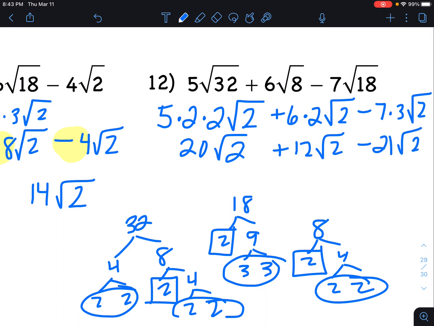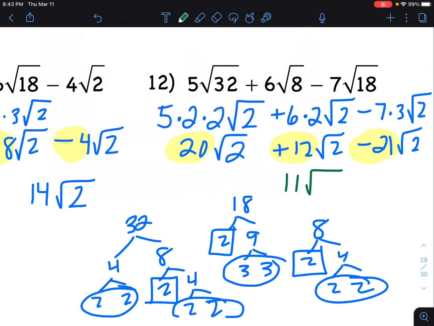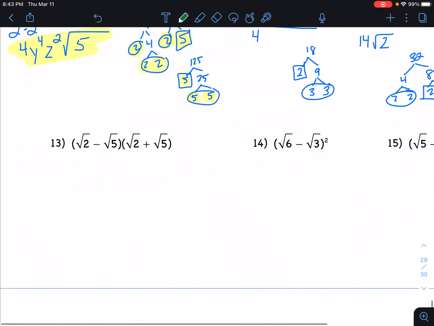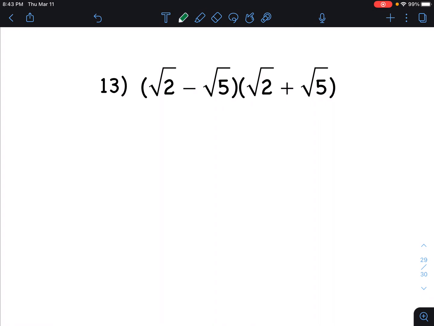All right, now take a look. The radicals are the same. They are all square root of 2, so they're all like radicals. So I can do 20 plus 12 is 32. Minus 21 is 11. So my answer is 11 times the square root of 2. Number 13, again, is a problem that you need to show your work.